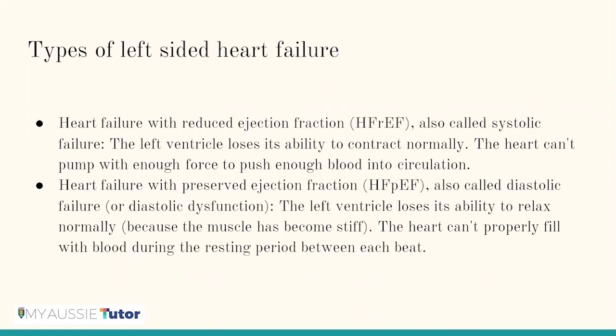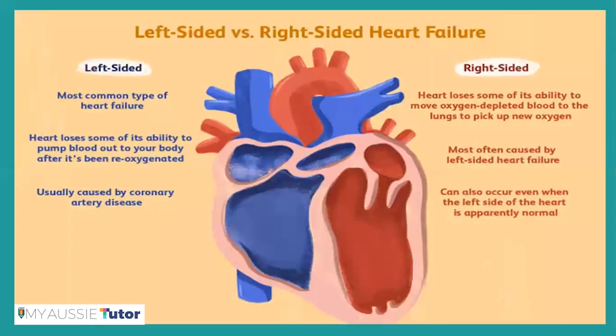The first type is heart failure with reduced ejection fraction, also called systolic heart failure. The left ventricle loses its ability to contract normally. The heart can't pump with enough force to push enough blood into the circulation. The other type of left-sided heart failure is heart failure with preserved ejection fraction, also called diastolic failure or diastolic dysfunction. The left ventricle loses its ability to relax normally because the muscle has become stiff. The heart can't properly fill with blood during the resting period between each beat.